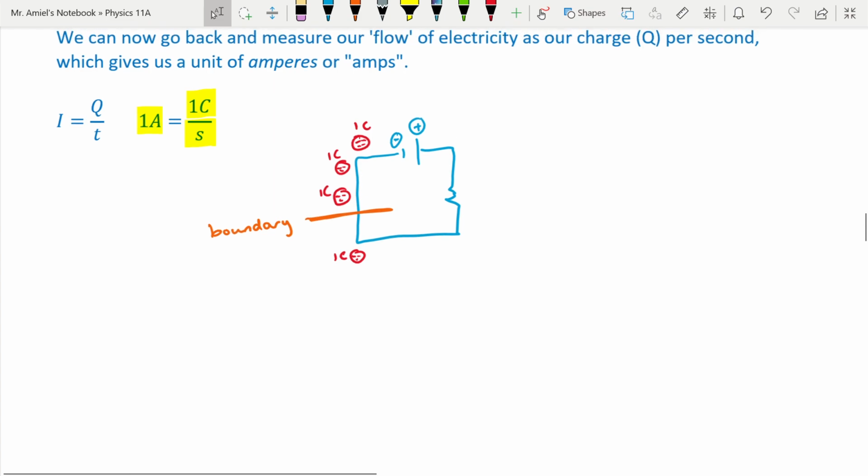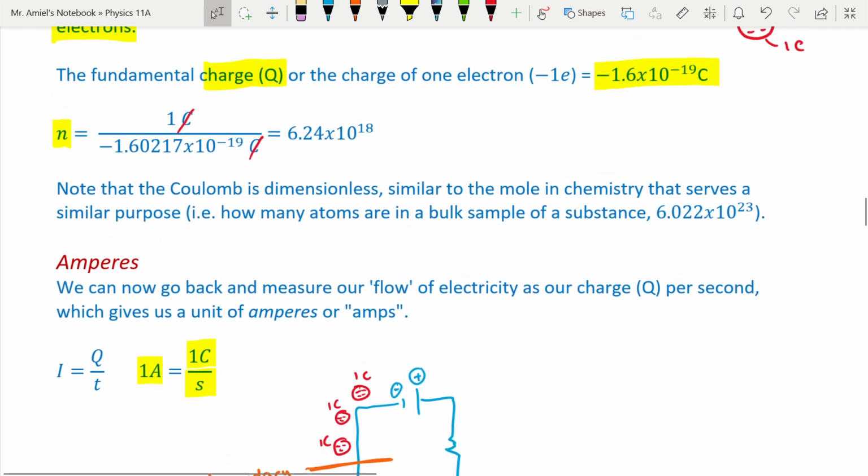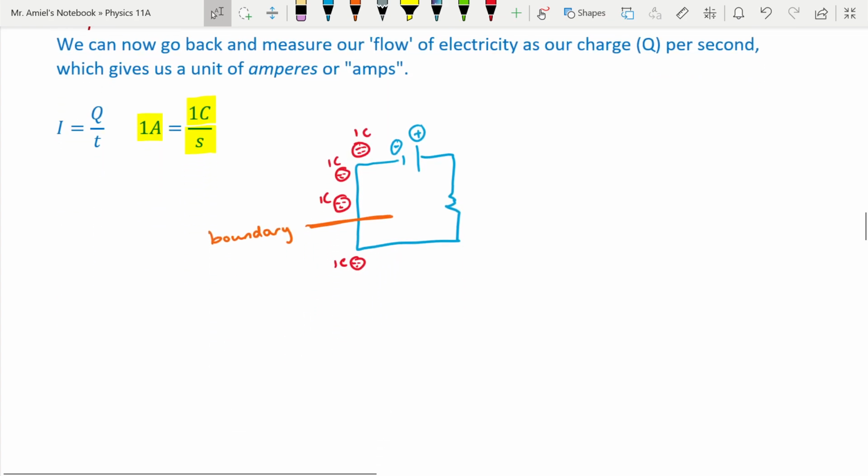So we've got a couple of equations here. Our current is equal to our charge over our time, and we've also got the number of electrons is equal to our coulombs over the fundamental charge. So those are two handy equations for us.